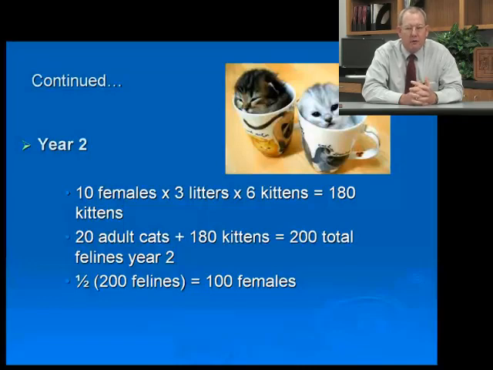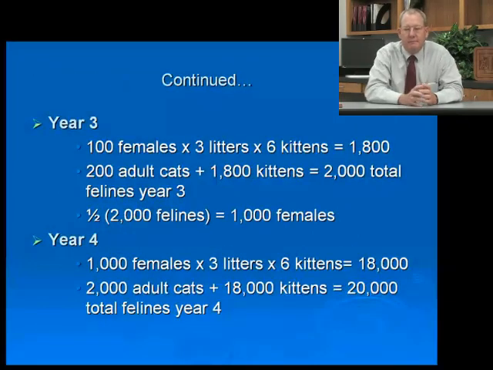Now, of those 200 felines, half of them will be male and half will be female, so we have 100 females. We go into the next year. In the third year, we have 100 females times 3 litters times 6 cats. And you can see by doing the simple math of multiplication and addition, you end up with 1,000 females at the end of the third year. Year 4, those 1,000 females will end up producing 20,000 total females in that year, at the end of year 4.